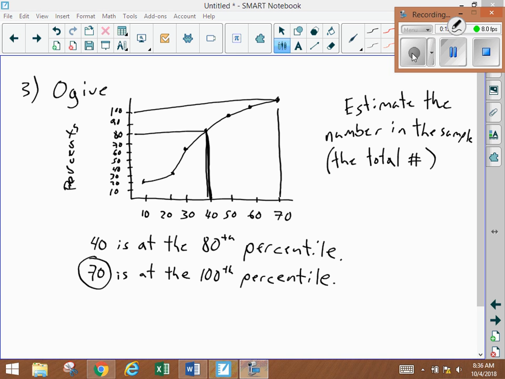So guys, you should also be able to find standard deviation. I think that you guys are pretty good at that by now. Also, remember how to read a box plot.